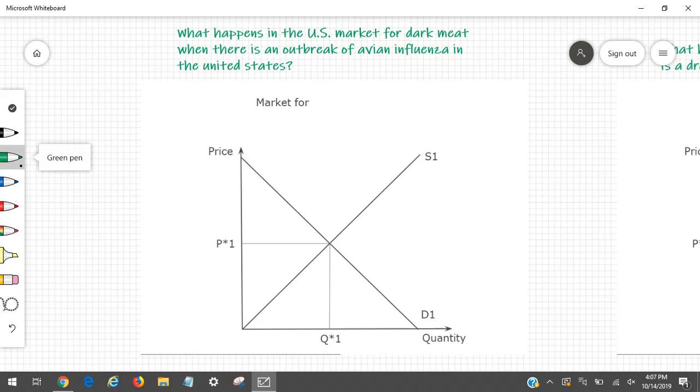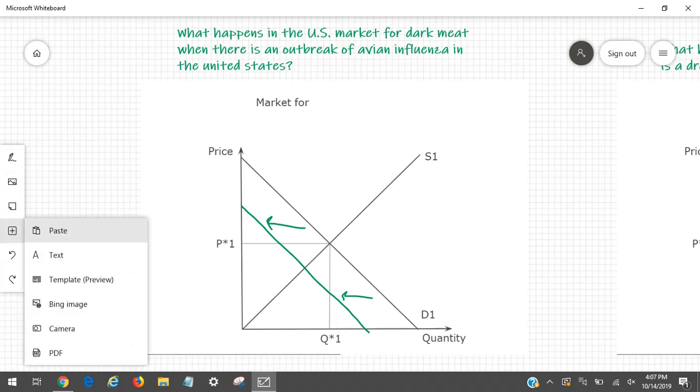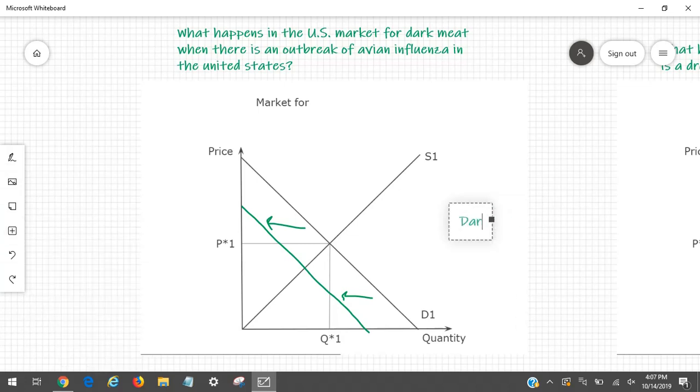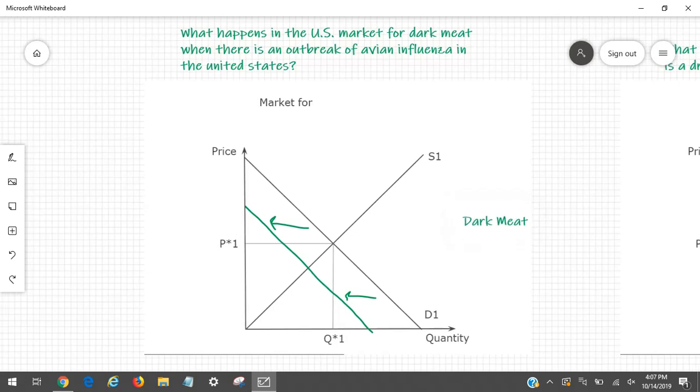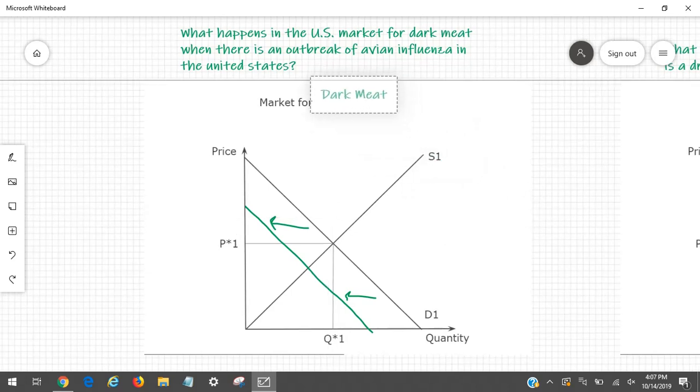Okay, so we would expect the demand for dark meat to decrease or shift to the left. Let me just make a note that we are in the market for dark meat here.